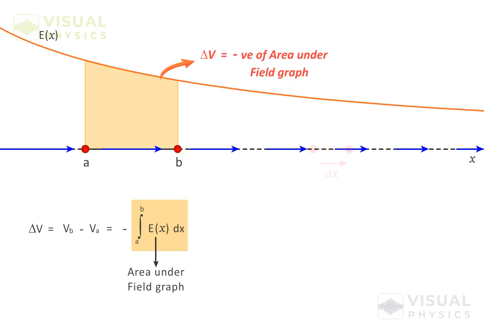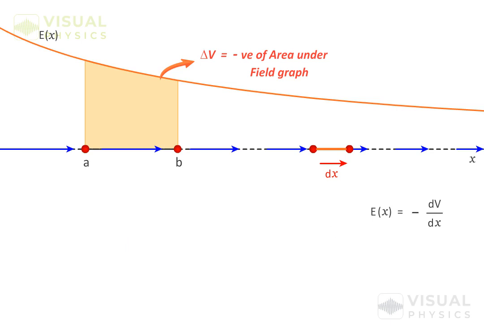Now, if we move a small distance along this line, then the small change in potential is equal to this term. Rearranging this equation, we can say that the field at a point along this line is the negative gradient of potential at that point along that direction.